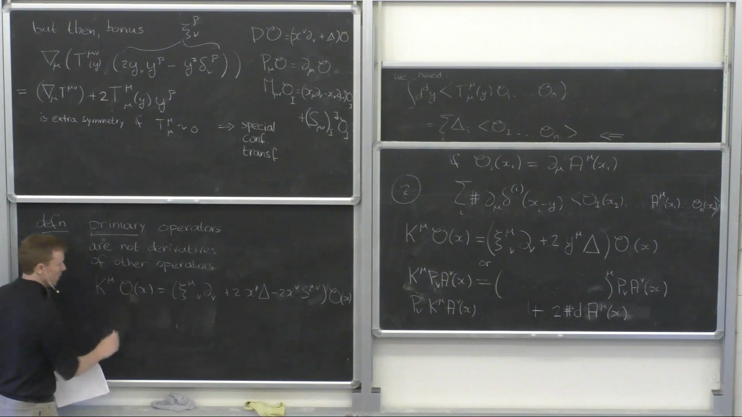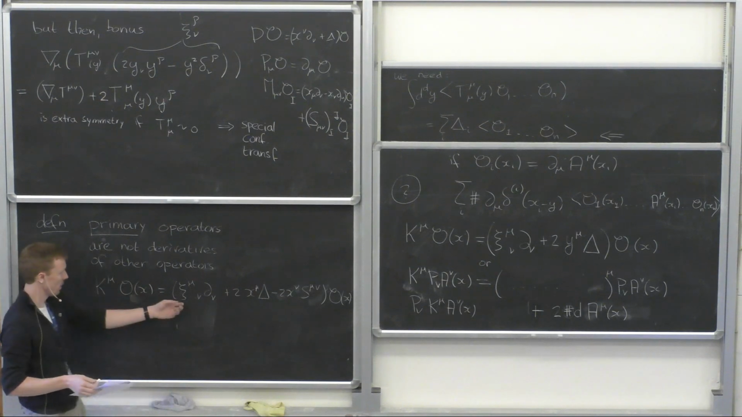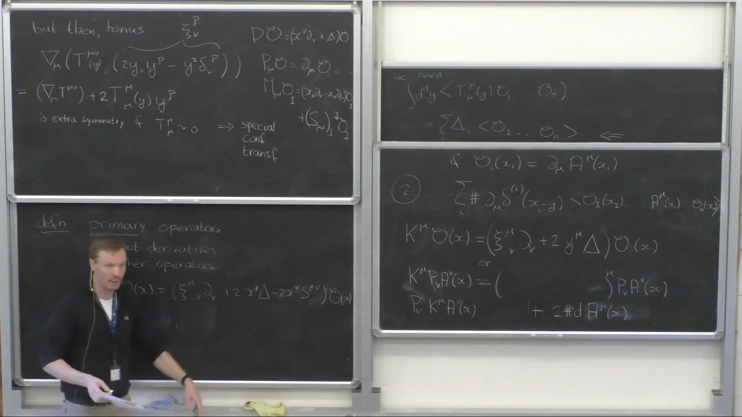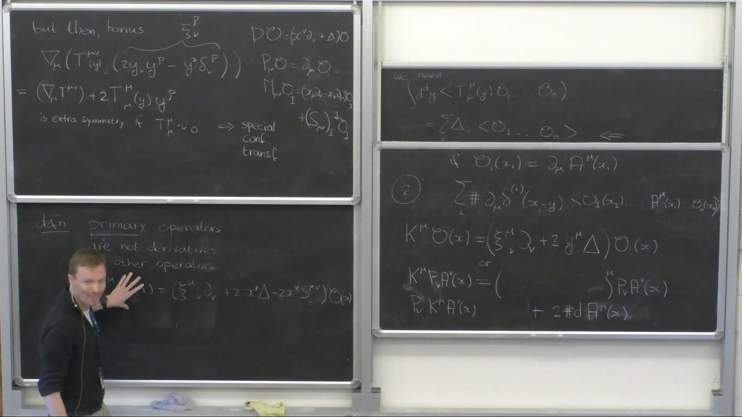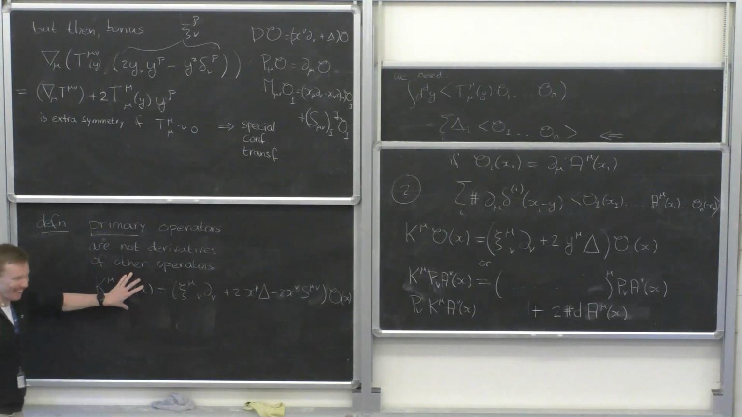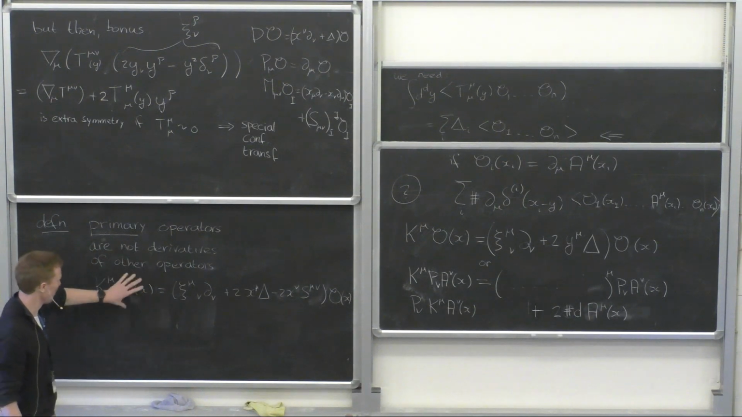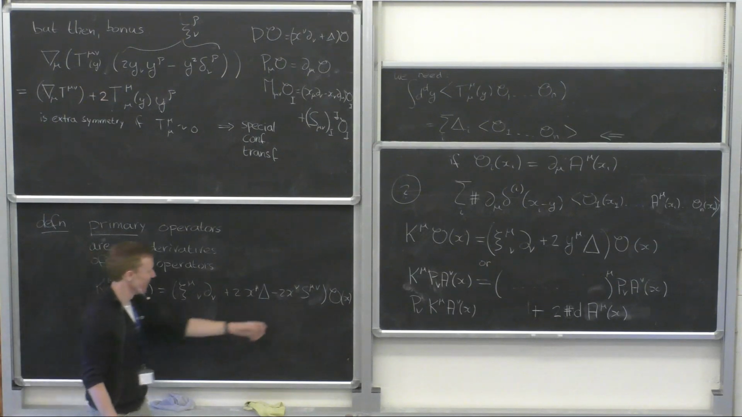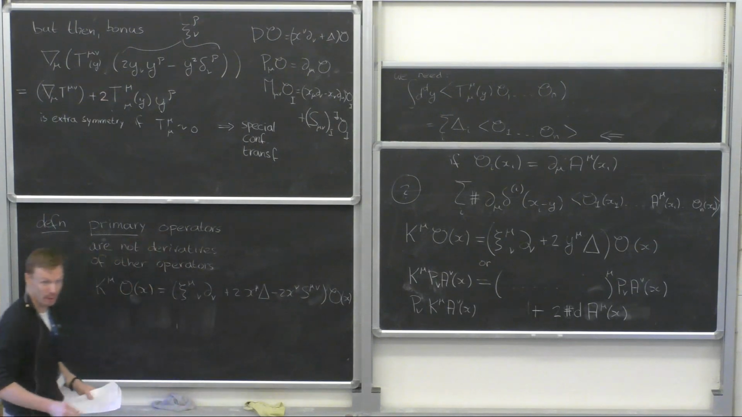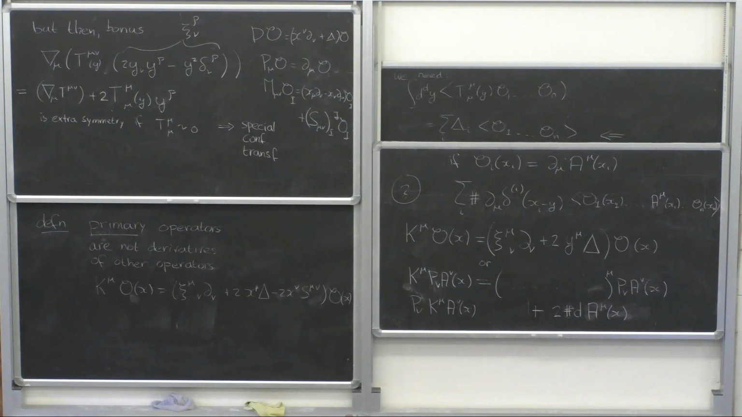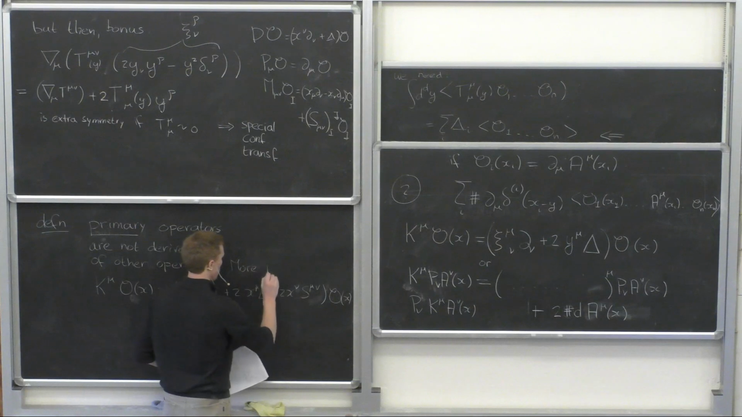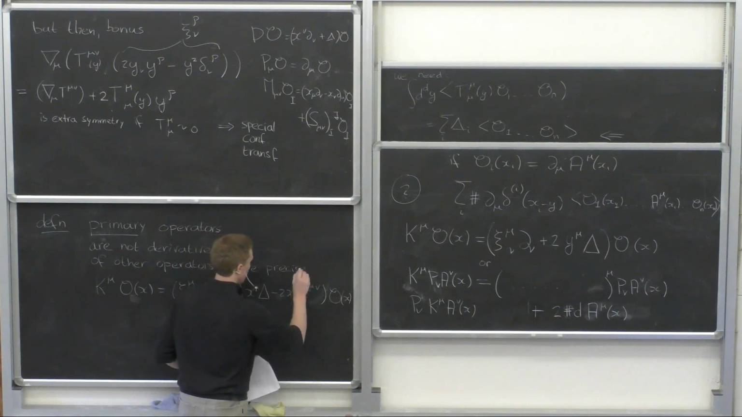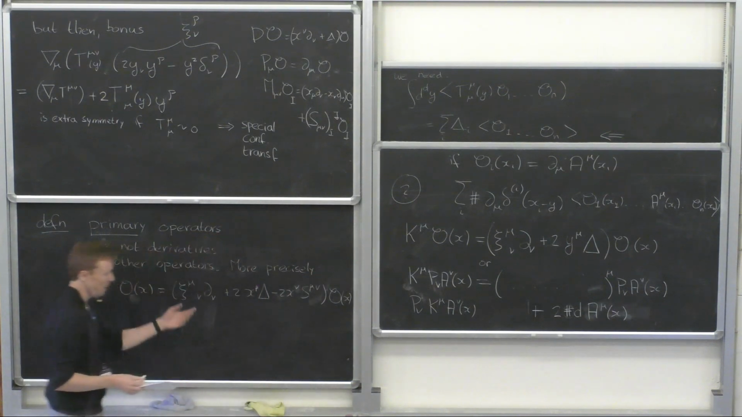So if this has indices, I'm not going to write them explicitly because then I have to insert a delta ij here. But think of this as some representation of the rotation group, rotation algebra. Again, if it's a fermion, it might be a double cover and so on. Rotation algebra, then these are the matrices implementing that representation. So this is my definition of a primary.